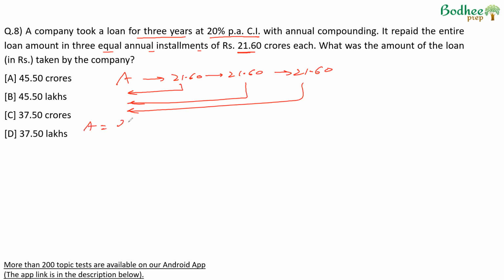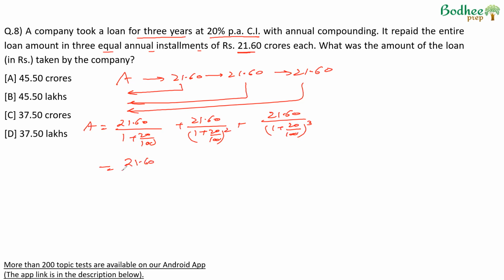So the first sum of money will be divided by 1 plus 20 upon 100. When we go forward, we multiply by this. If we have to go backward, we divide. The second will be 21.60 upon 1 plus 20 upon 100 whole squared. Finally, 21.60 upon 1 plus 20 upon 100 whole cube. So this becomes 21.60 upon 1.2, plus 21.60 upon 1.2 into 1.2, plus 21.60 upon 1.2 into 1.2 into 1.2.